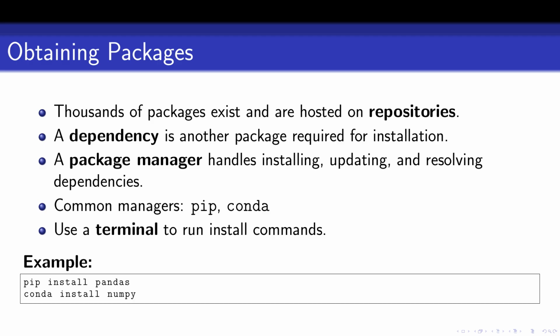The two most common package managers in Python are pip and conda. Pip installs packages from the Python Package Index, PyPI, while conda is part of the Anaconda distribution, which is widely used in data science for its package management and environment control. To install a package, you simply use a terminal command like pip install pandas or conda install numpy. These tools ensure you have the right versions of all required components and help maintain reproducibility across systems. Understanding how to install and manage packages is essential, especially when working on shared projects or deploying applications in environments where consistency and reliability are key.